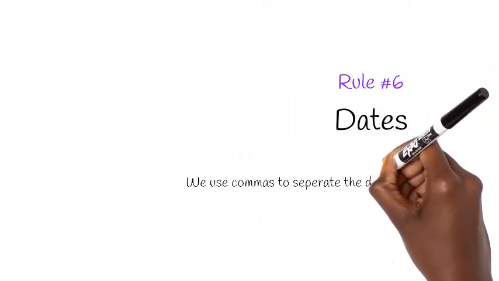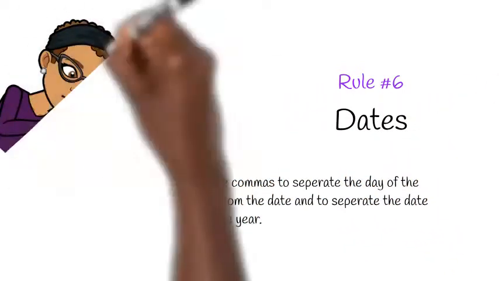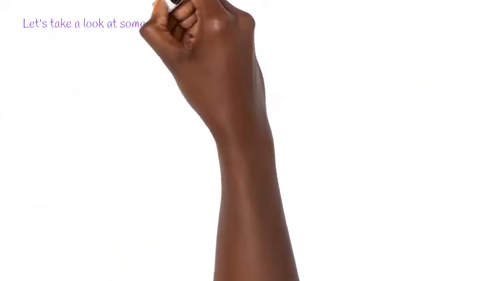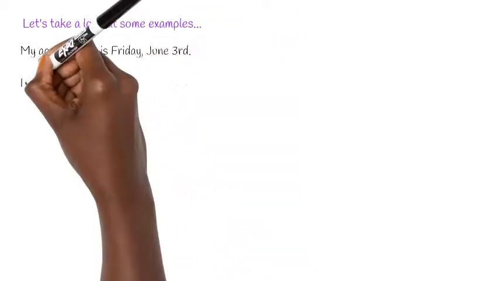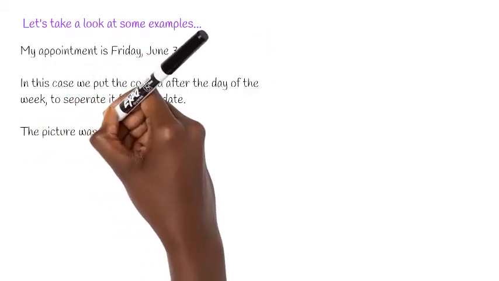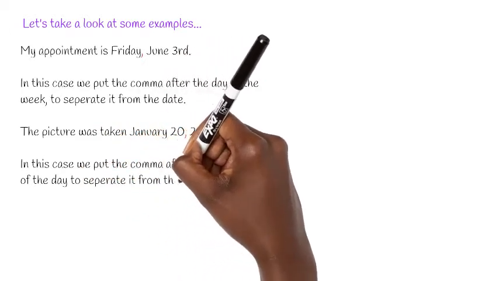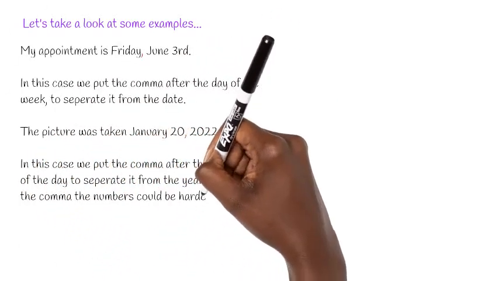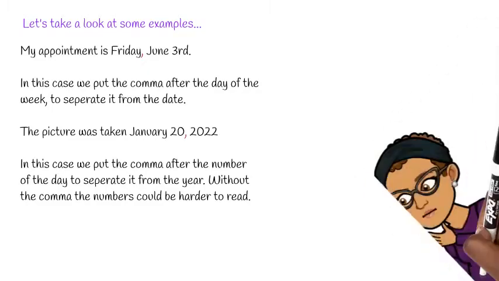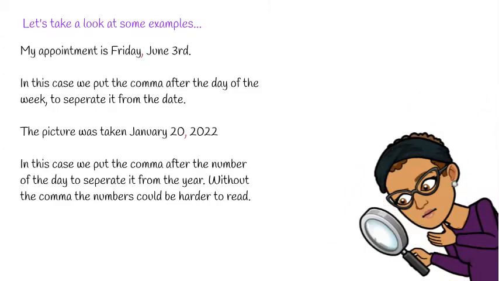Rule number 6, dates. We use commas to separate the day of the week from the date and to separate the date from the year. Let's take a look at some examples. My appointment is Friday, comma, June 3rd. In this case, we put the comma after the day of the week to separate it from the date. The picture was taken January 20th, comma, 2022. In this case, we put the comma after the number of the day to separate it from the year. Without the comma, the numbers could be really hard to read.